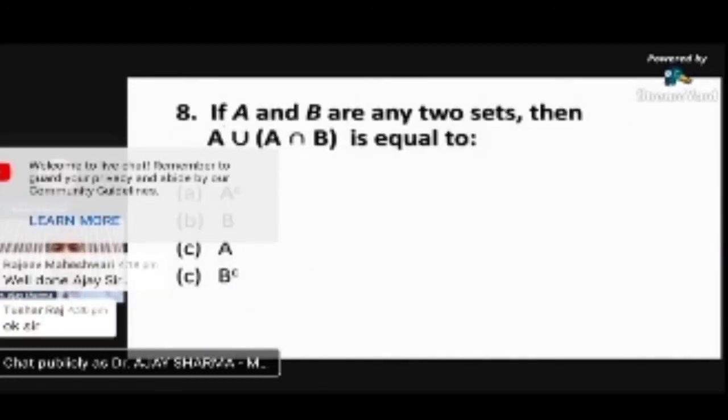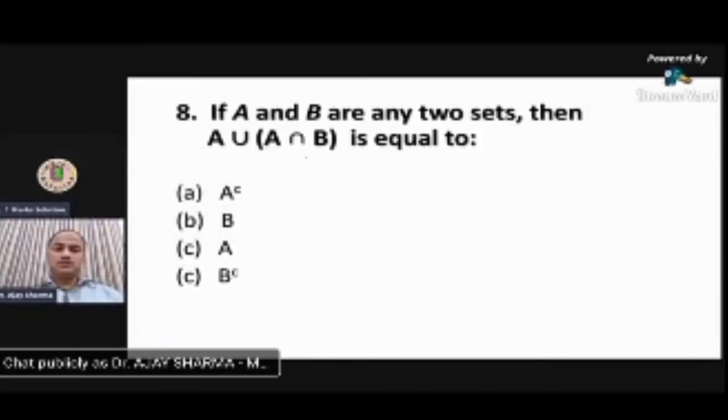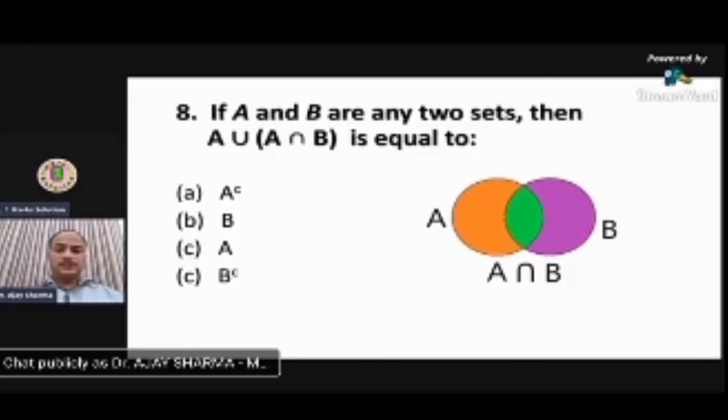Now if A and B are any two sets, then A union (A intersection B) is equal to what? So let us understand what this is. A intersection B means this green portion. Now we are taking the union of this green portion with the set A. This circle is set A. So we are taking the union of these two things. So after taking the union, what will it be equal to? This we have to tell.